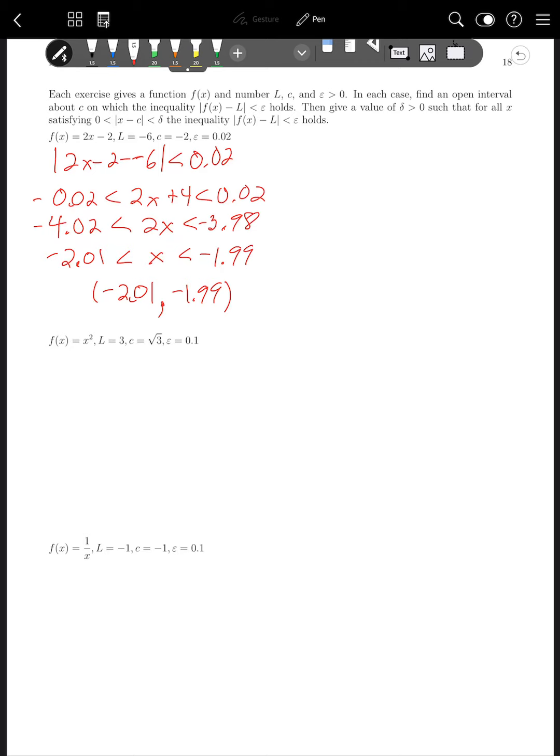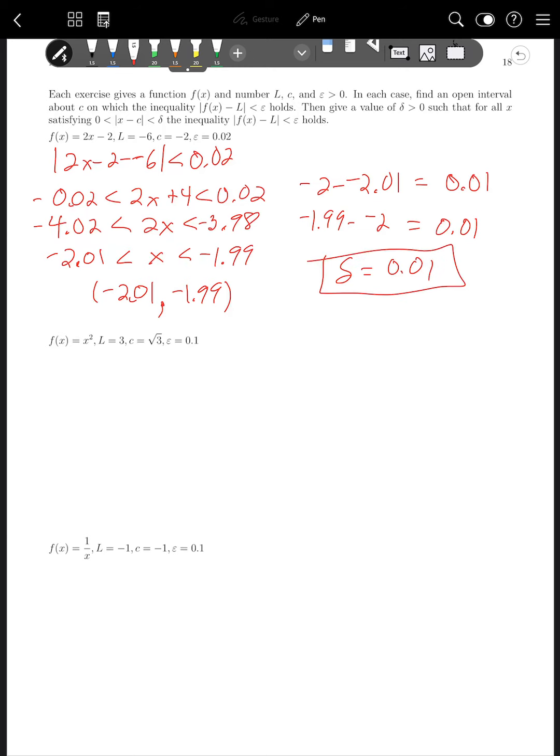And now we can do the same thing we've done before, which is take negative 2 minus negative 2.01 and negative 1.99 minus negative 2 and see what we get. In either case, we're going to get 0.01. So our delta is 0.01. So we got the same thing for both, so you could use either side. Okay? And then for the next one, same idea. So let's go ahead and try this one.